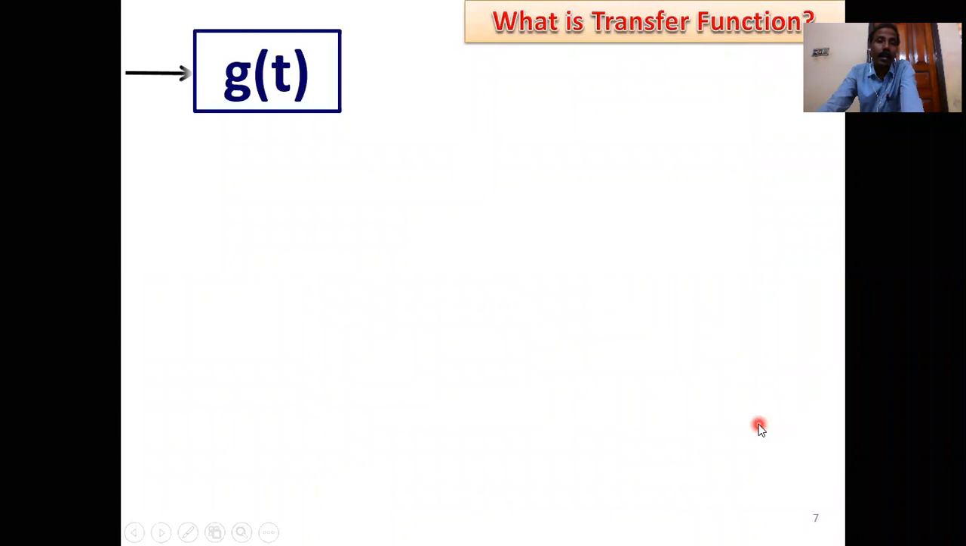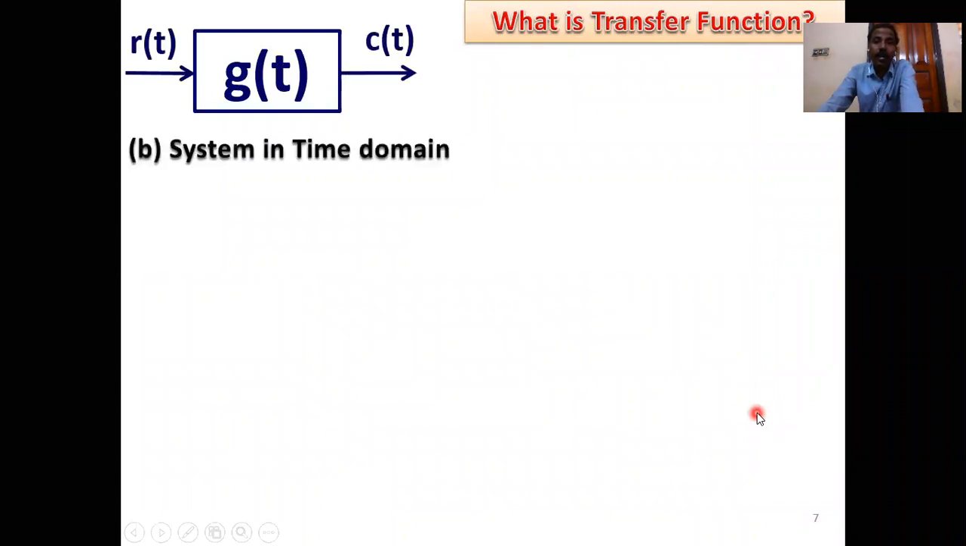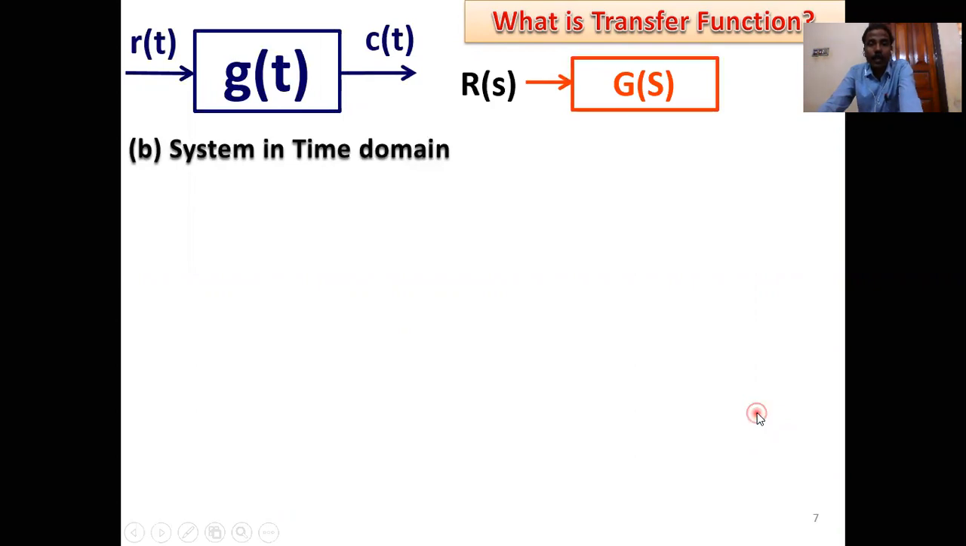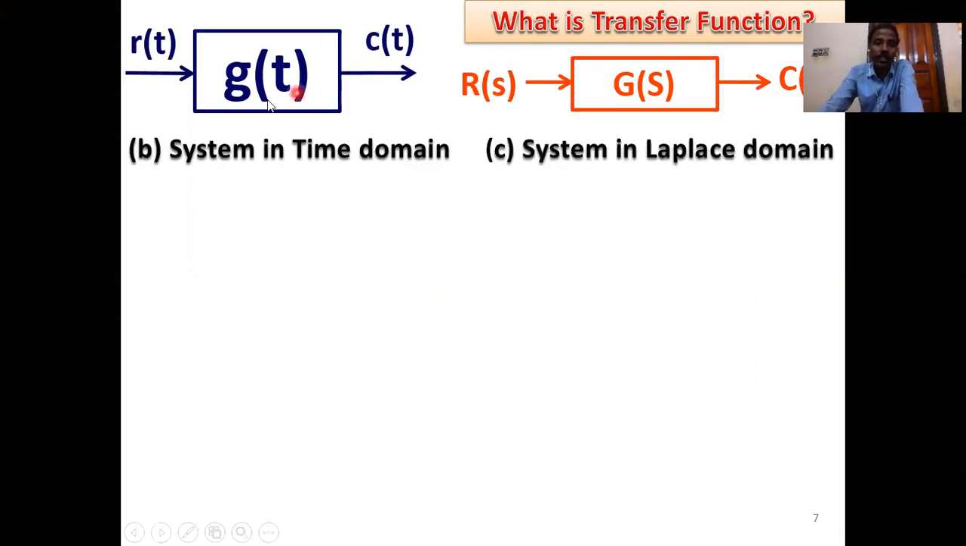So another definition: what is the transfer function? The Laplace transform of output divided by the Laplace transform of input. This is the time domain block diagram. This is the frequency domain block diagram, with output C(s), input R(s), and G(s) the system gain or transfer function.